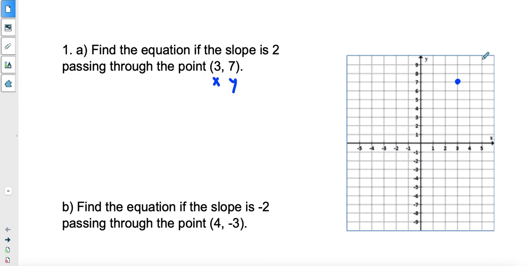Something else we know from this question is that the slope is 2. Now, remember the slope, or the rate of change, is equal to the rise over run. So if the slope here is equal to 2, that means we're going to go up 2 over 1, right? Since the rate of change is 2, the slope is 2. So from this point, we're going to go up 2 and then over 1. And that's going to tell you where the next point on the line is.